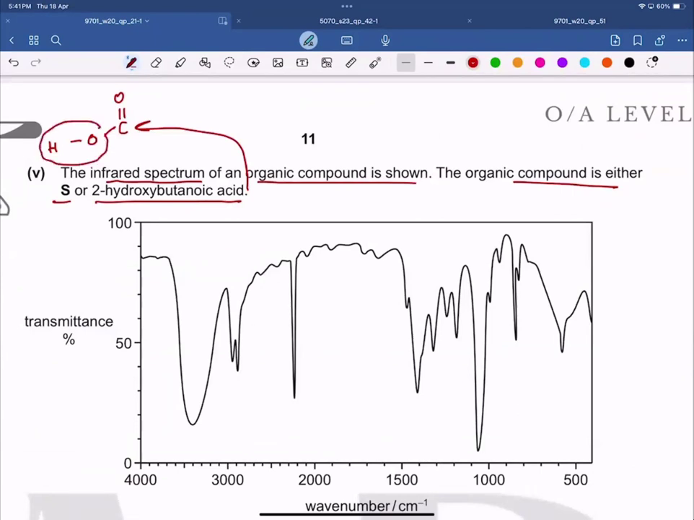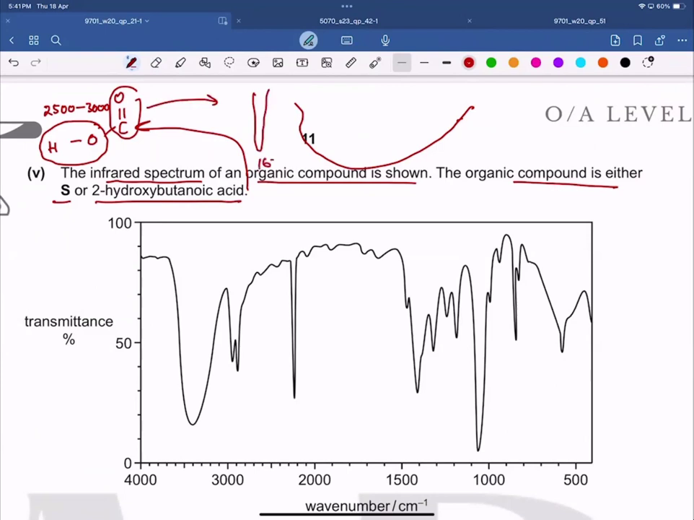So if the OH of carboxylic acid is there, then you are going to get one big peak in this range, that is very broad, like this. And beside this, due to the C double bond O, we are going to get a very sharp peak like this between 1600 and 1700. So that is not there. Here we have 1600, even till 1800, and that is not there. So it means it's not 2-hydroxybutanoic acid for sure.